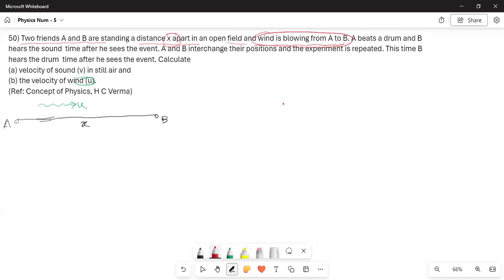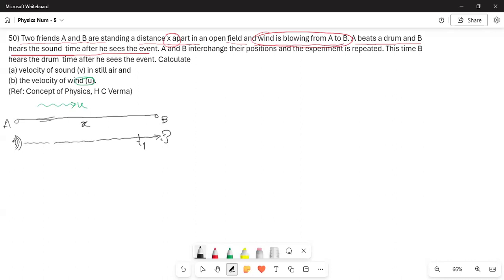Now, what is happening? What is the experiment? A beats a drum and B hears the sound some time after he sees the event. So A beats the drum. Let us say A is beating a drum and producing a sound, and this sound travels to B, and B is listening to it. Let us say this time is T1.